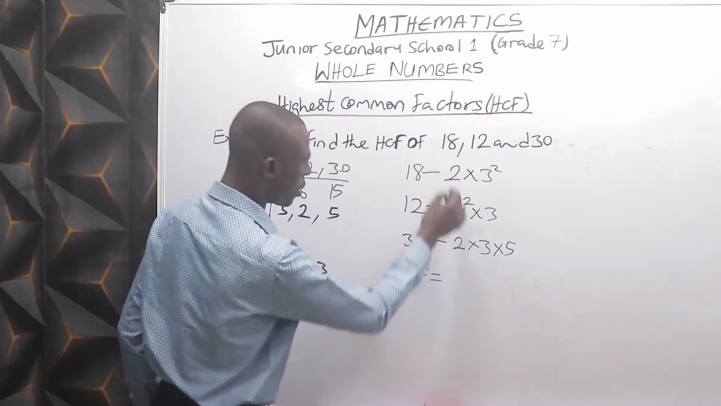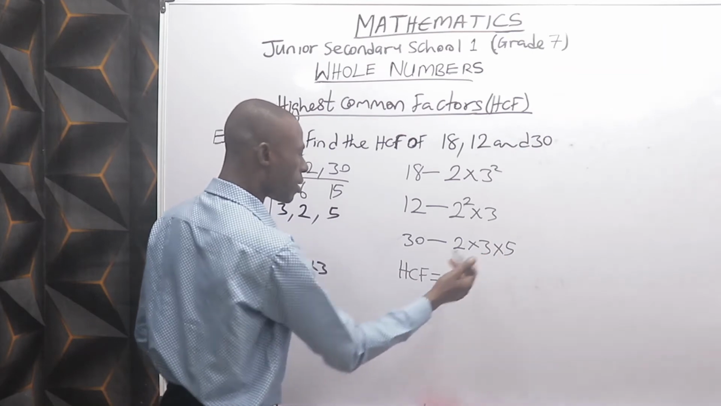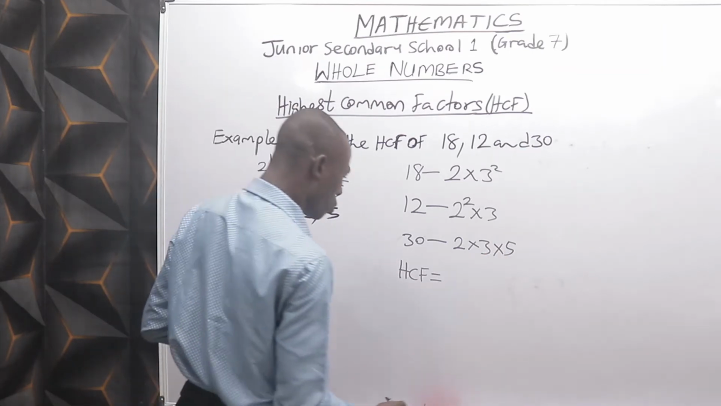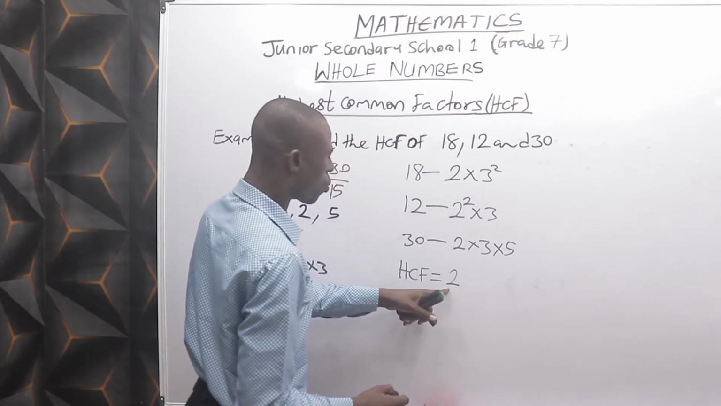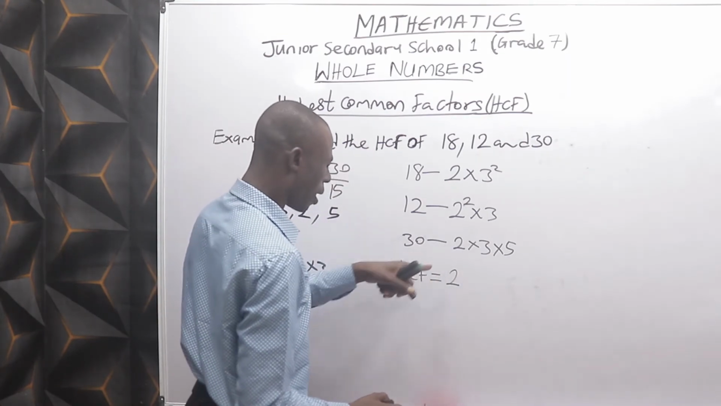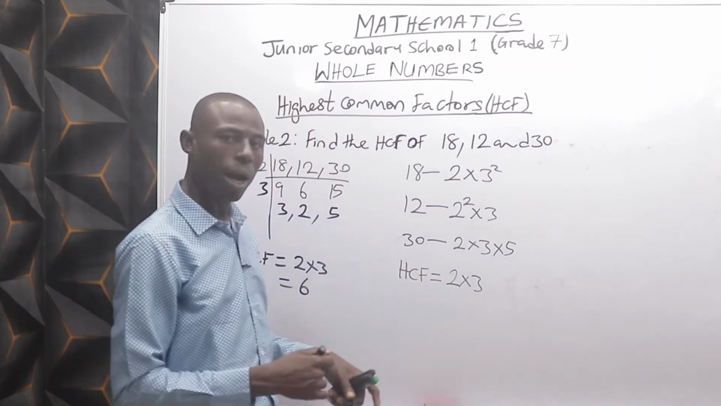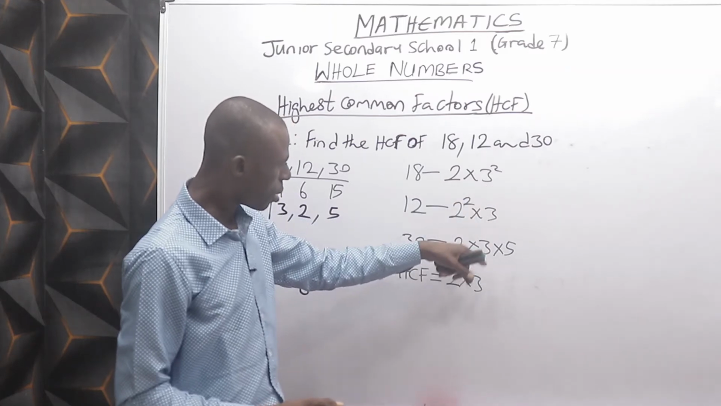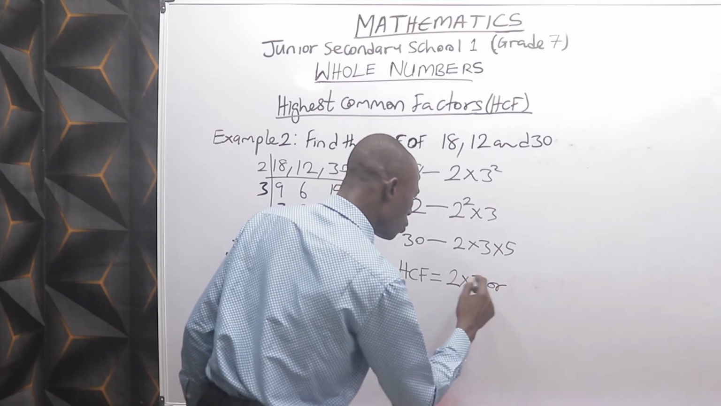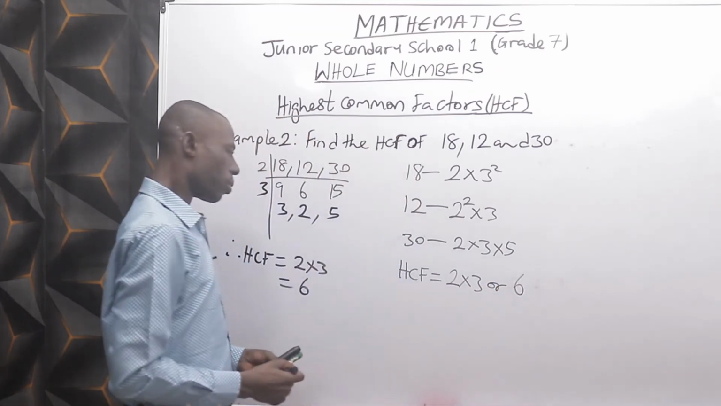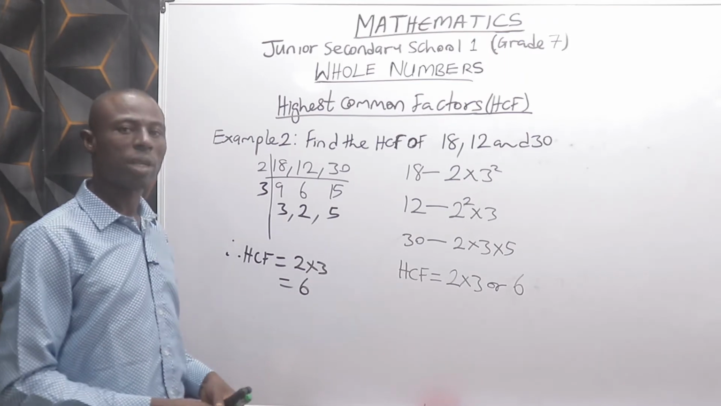2 is a common factor there. You can see it. 3 is a common factor there. 5 is not common. It only exists in 30. So we take 2 as the common factor with lowest power. 3 also is the one with lowest power. We have 3 raised to power 2, then we have 3 raised to power 1. So the answer is this, or 2 times 3 is 6. As you can see, it's the same thing as the long division method.